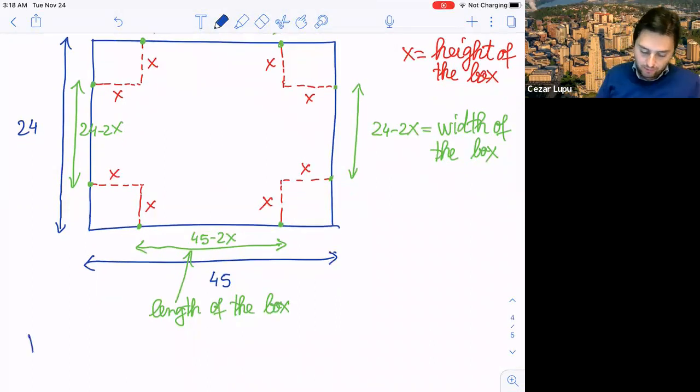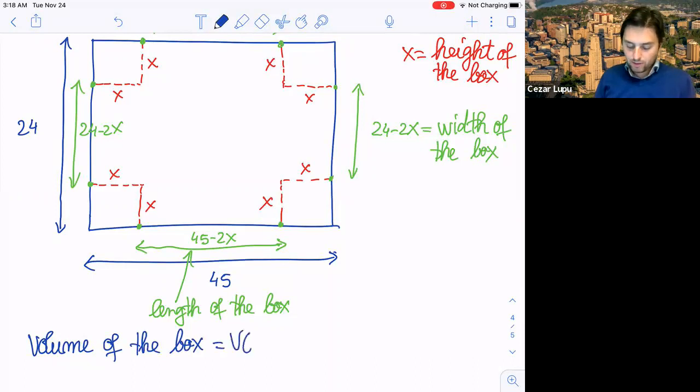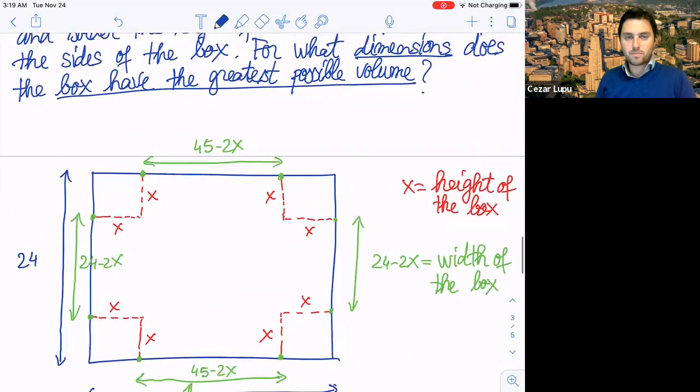So the volume of the box is, let's call this v of x, and we can express this in terms of a one variable function, which is great, right? So we can write this as x times 24 minus 2x and times 45 minus 2x. So we need to find the dimensions for which, look at the question: for what dimension does this box have the greatest possible volume? So in other words, we need to maximize the volume function.